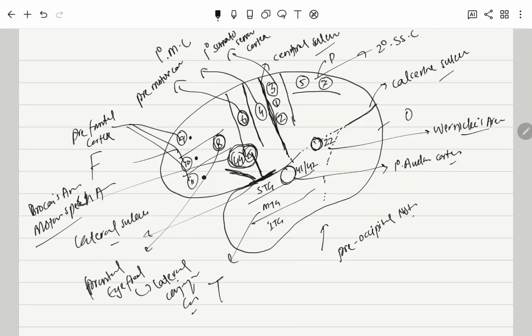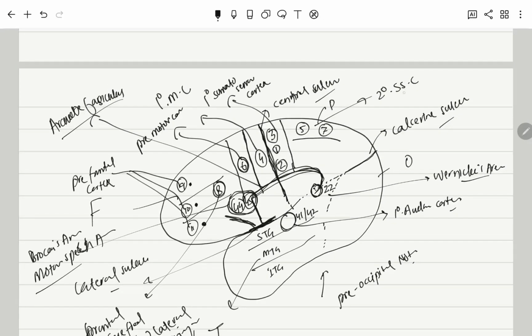Both of these, Broca's area and Wernicke's area, are connected with the help of a fasciculus, and this is called the arcuate fasciculus, right? So both of these are connected with the help of the arcuate fasciculus.